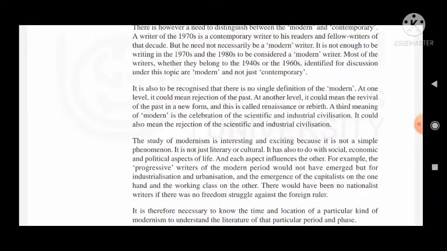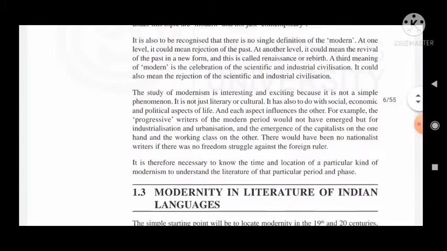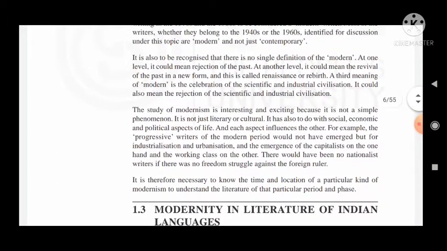It is also to be recognized that there is no single definition of the modern. At one level, it could mean rejection of the past. At another level, it could mean the revival of the past in a new form, and this is called Renaissance or rebirth. All of you know what Renaissance or rebirth is. It is a rebirth period, meaning a thing is already there and the writer or poet discovers new things.